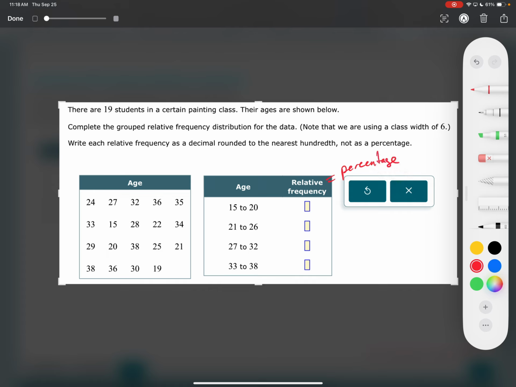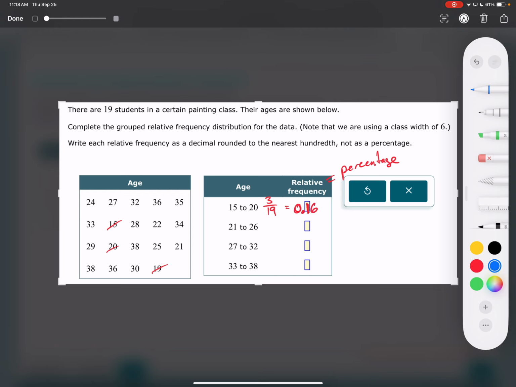So 15 to 20 would be 1, 2, 3. So what I actually do is 3 out of 19. That couldn't give me a nice number to work with. That had to give me 19. Let me get my calculator out. Oops, that was loud. 3 divided by 19 is 0.158. Said round to the nearest hundredth, so I guess I would do 0.16.